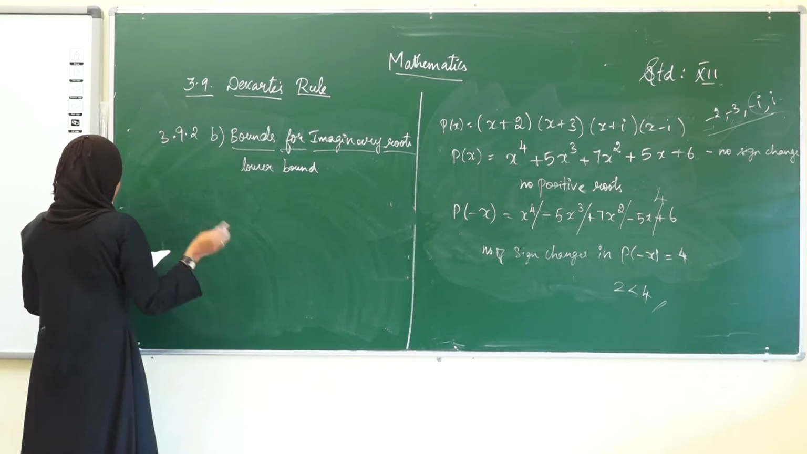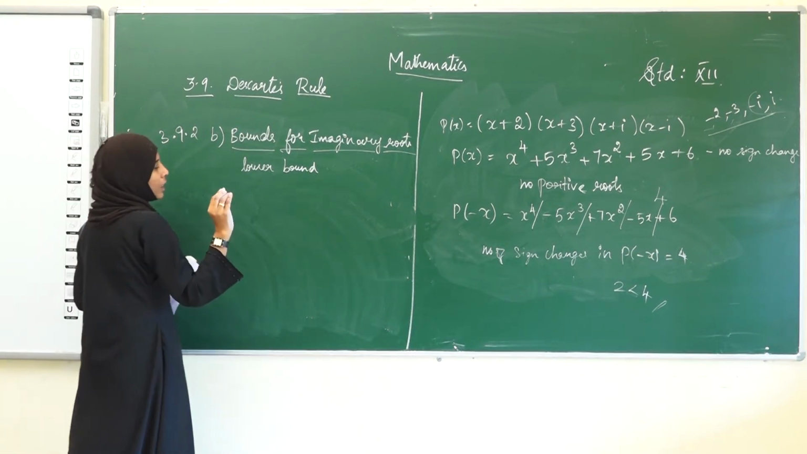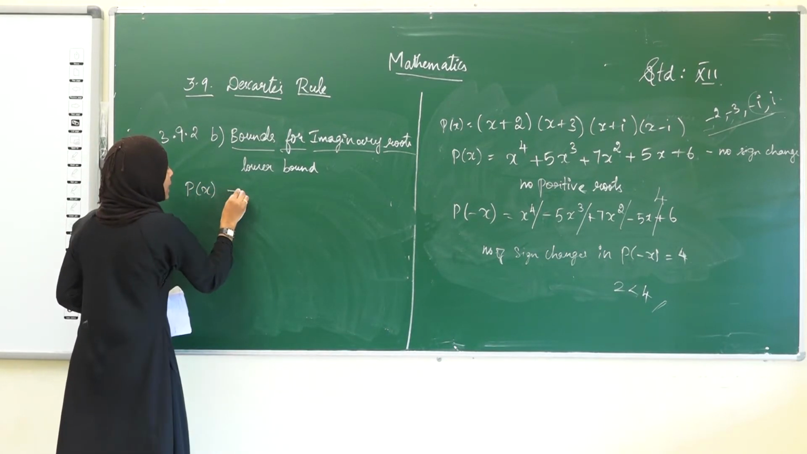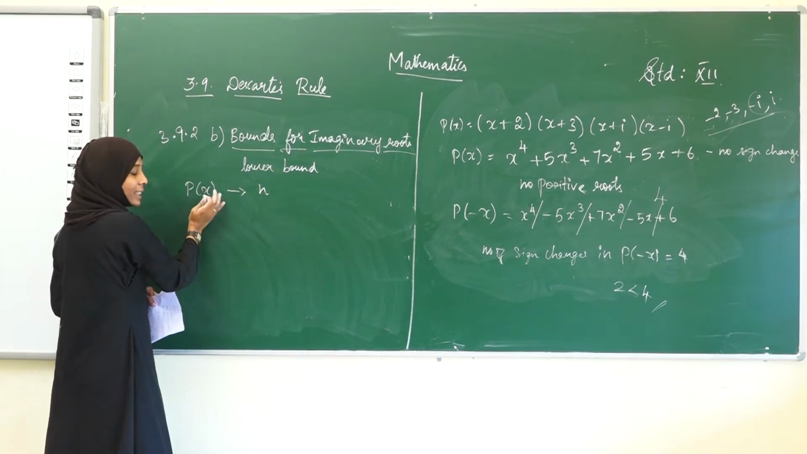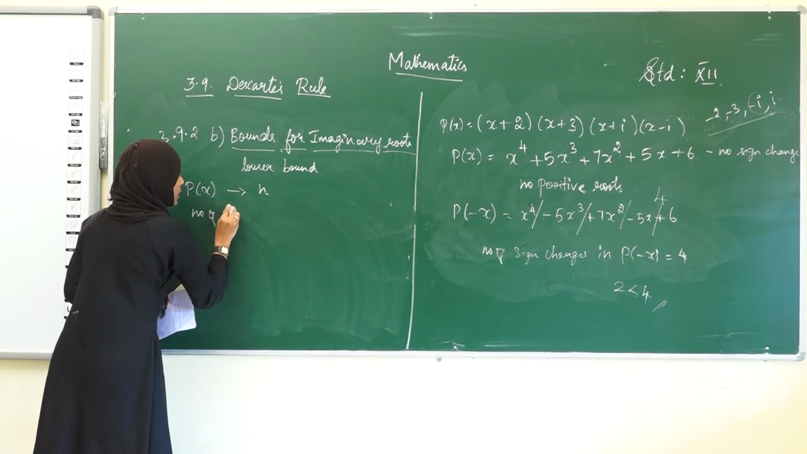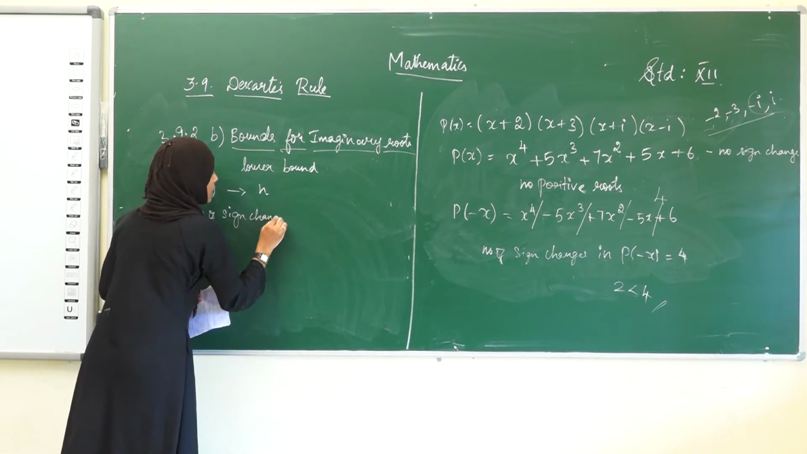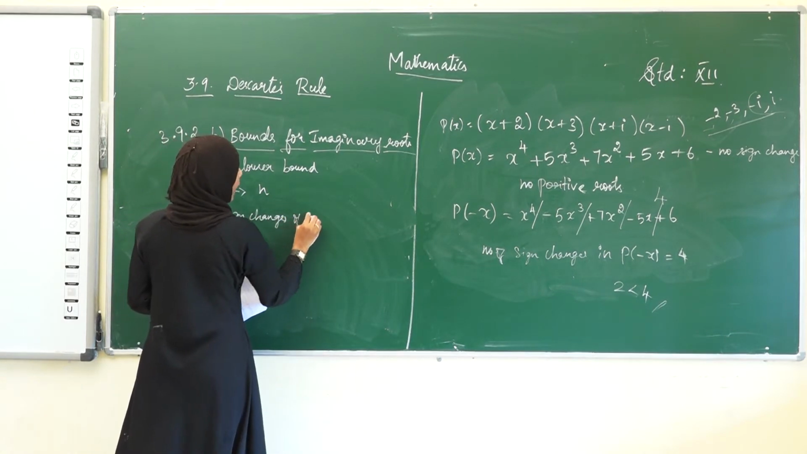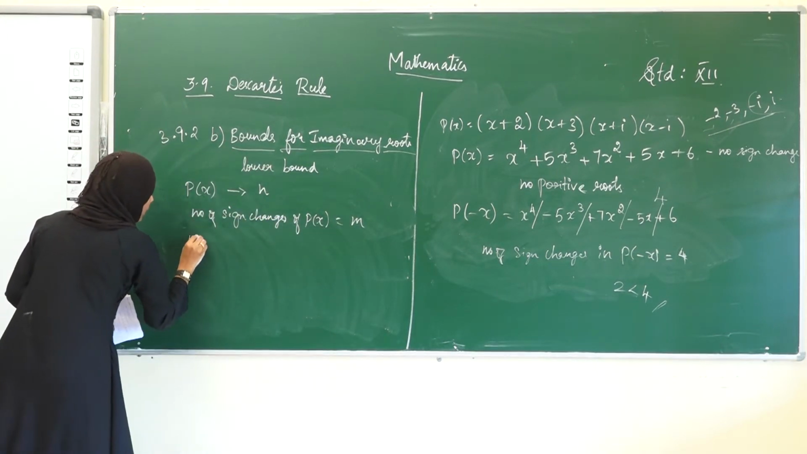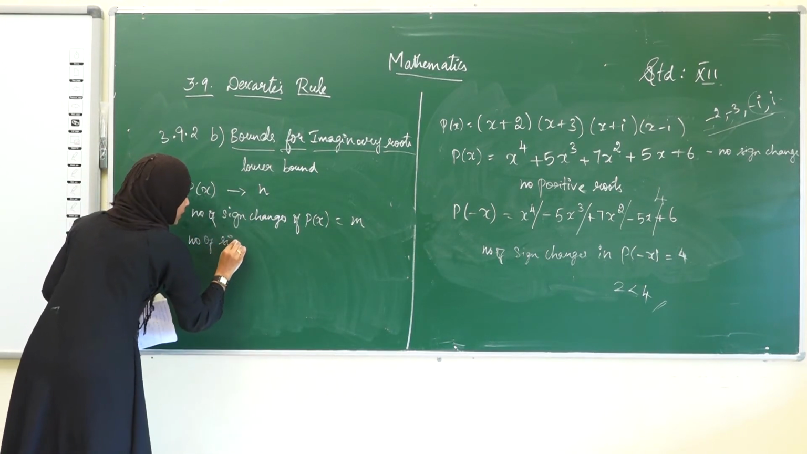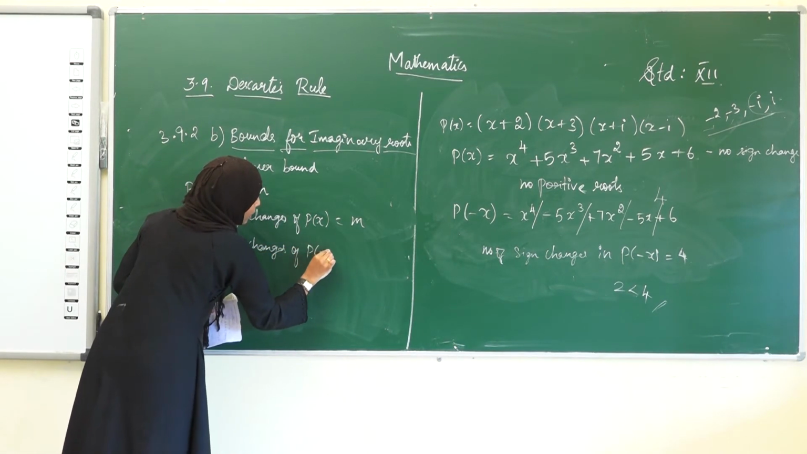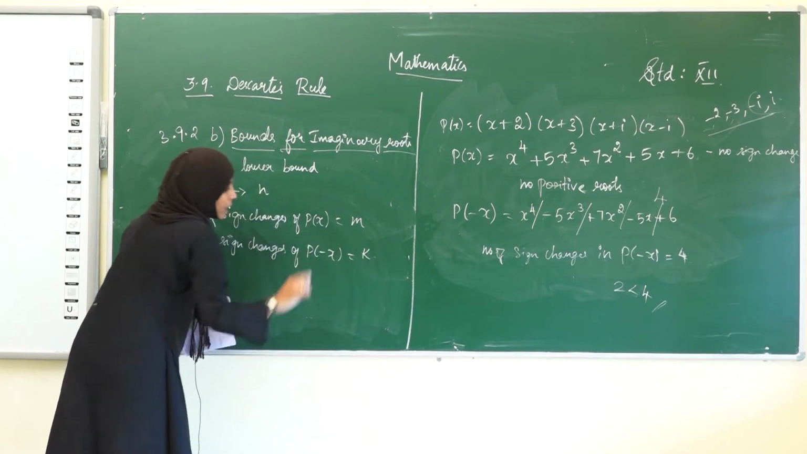We are going to find. Okay, consider, the formula is, see here, consider p of x is a polynomial. Take it as a polynomial of degree n. The number of sign changes in the coefficients of p of x, let us take that as m. Again, the number of sign changes in the coefficients of p of minus x be k.